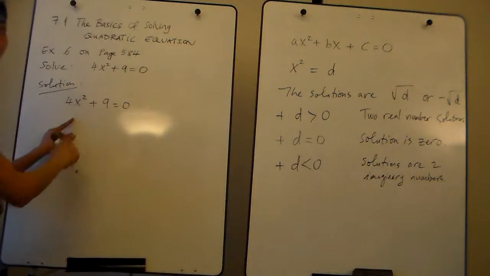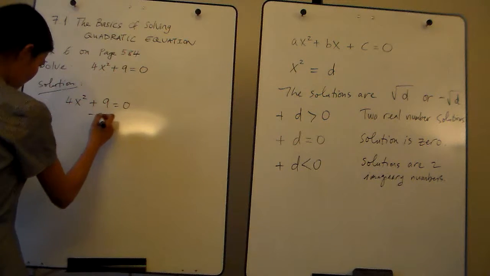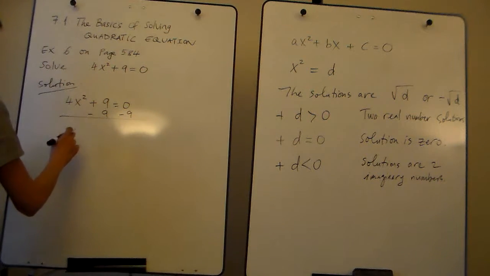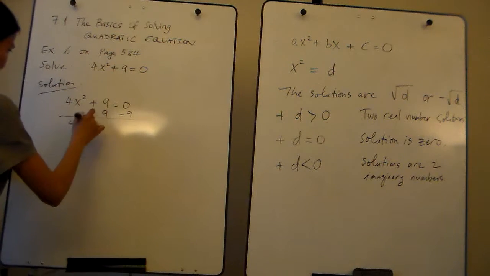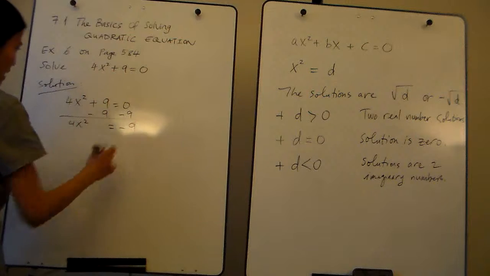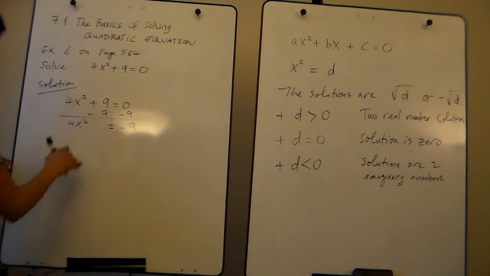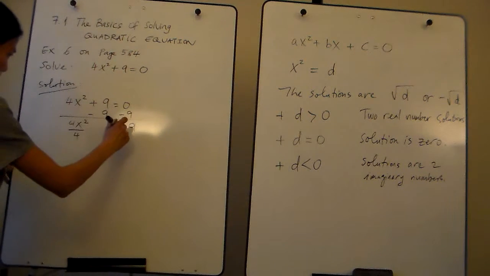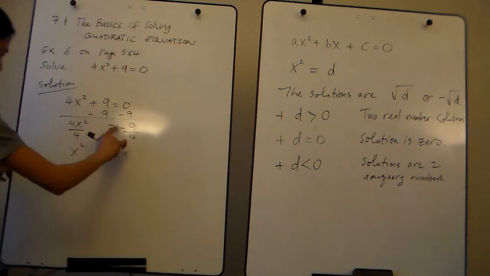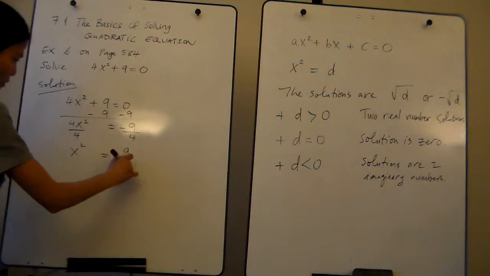So that means I'm going to solve for x squared. I remove this constant term by subtracting 9 on both sides: 4x squared equals 0 minus 9, which is negative 9. To get x squared, I divide both sides by 4. 4 divided by 4 is 1, so x squared equals negative 9 over 4.